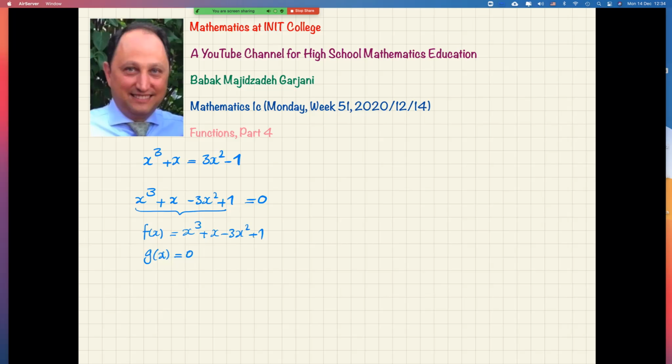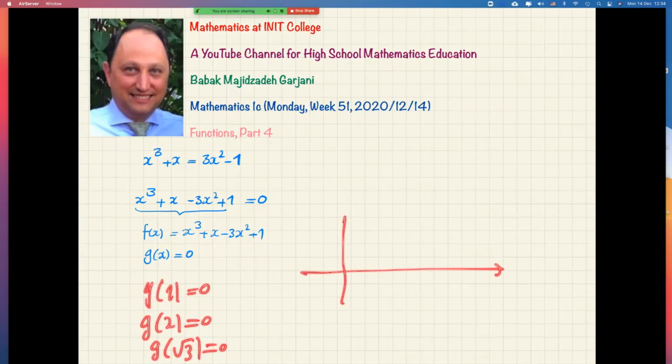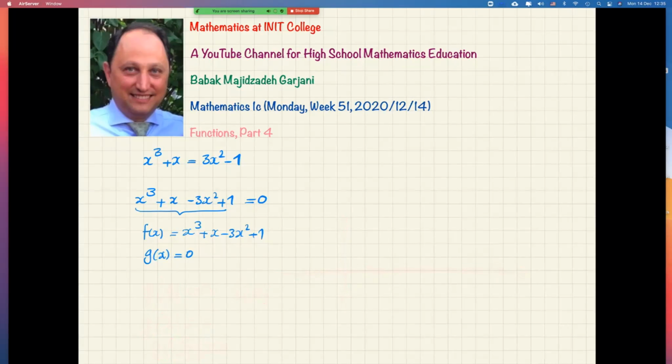Because for example, if I ask you what is g of 1, you get 0. When I say what is g of 2, you get 0. G of square root of 3, you get 0. So if I want to highlight the points, one point is (1, 0), another point is (2, 0), another point is (square root of 3, 0). All these points will be highlighted, and at the end of the day, you get the x-axis. So this I want you to know.